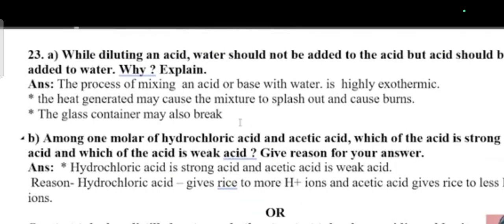Next question. While diluting an acid, water should not be added to the acid, but acid should be added to water. Why? Explain. Next, B. Among 1 molar hydrochloric acid and acetic acid, which of these is a strong acid and which is a weak acid? Give reason.